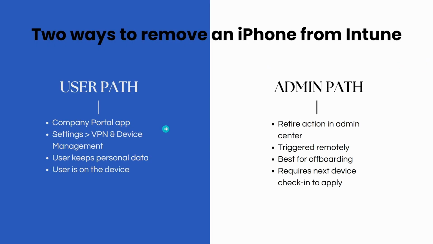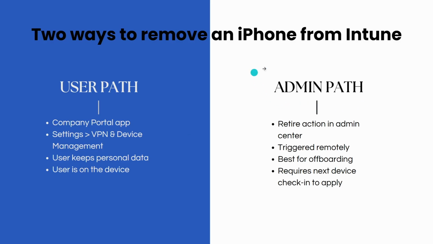There are two ways to remove an iPhone from Microsoft Intune. First is the user path, and the second is the admin path. For the user path, it is very simple. The user just has to open the company portal app and then unenroll their device by themselves. Alternatively, they can go to Settings, VPN and Device Management, and then just remove the management profile.